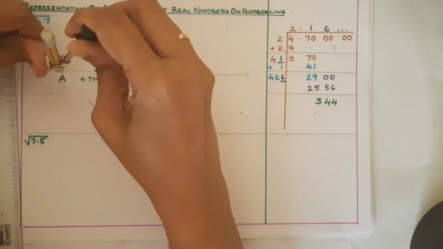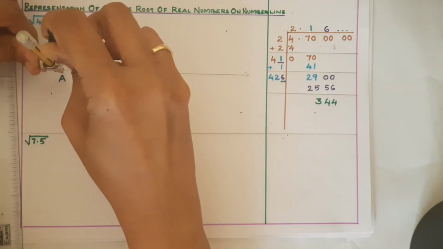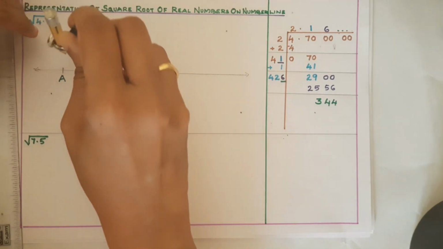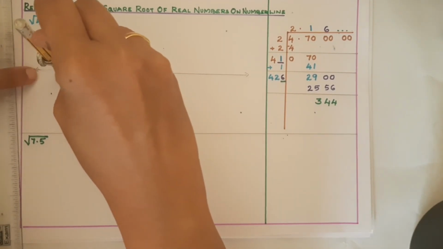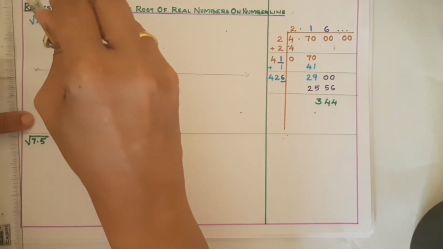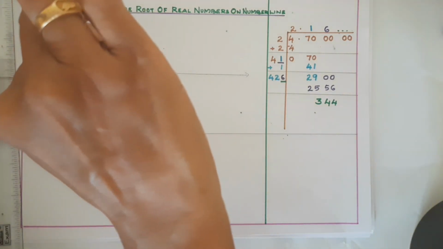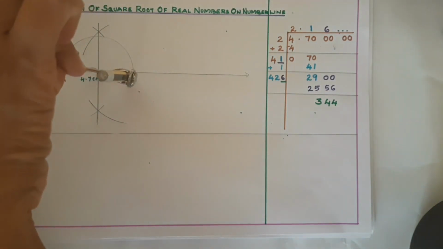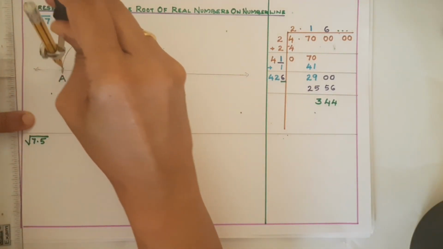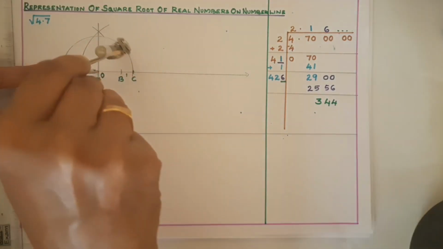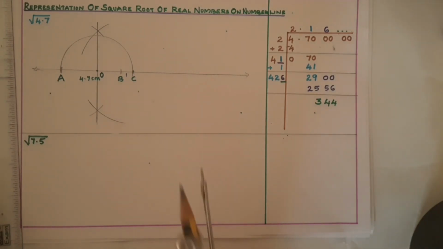You have to draw a semicircle here. Semicircle like this. See, children, since O is the midpoint, it passes through A and C. So we have drawn the semicircle like this.